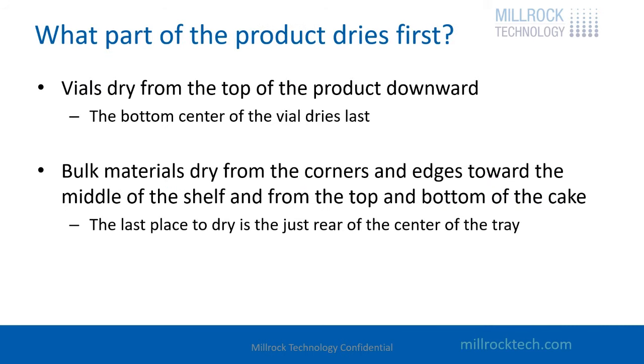What part of the product dries first? Well, it depends on your container. If it's in a vial, it dries from the top of the product downward. And the last place to dry is the bottom center of the vial.